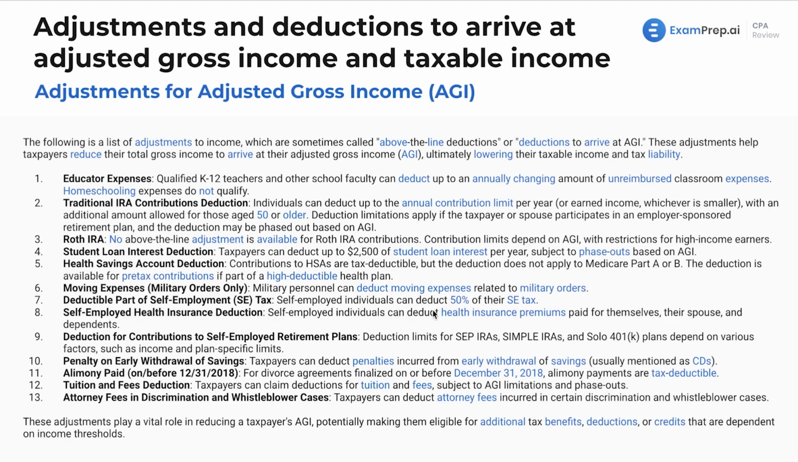Self-employed individuals can deduct 50% of their self-employment tax. Self-employed health insurance deductions: self-employed individuals can deduct health insurance premiums paid for themselves, their spouse, and factors such as income and plan-specific limits. Again, a lot of these you just have to memorize, and I know it's a lot, and there's not really any other way around it other than just practice and memorization. I mean, you can do it. It's a lot of work, but you can do it.